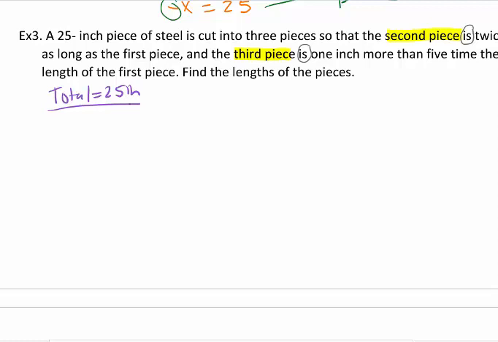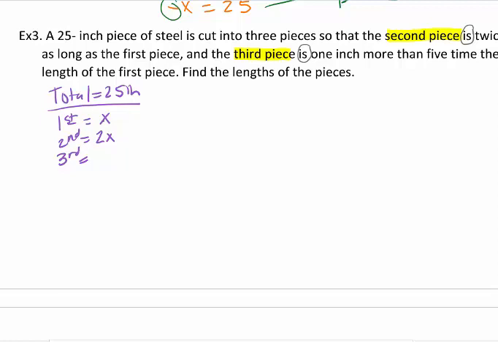We have right here 3 pieces. So we have a first, second, and third. It tells me the second is twice as long as the first. So we're going to call the first x, which means the second one is 2 times x. Third piece is 1 inch more than 5 times the length.